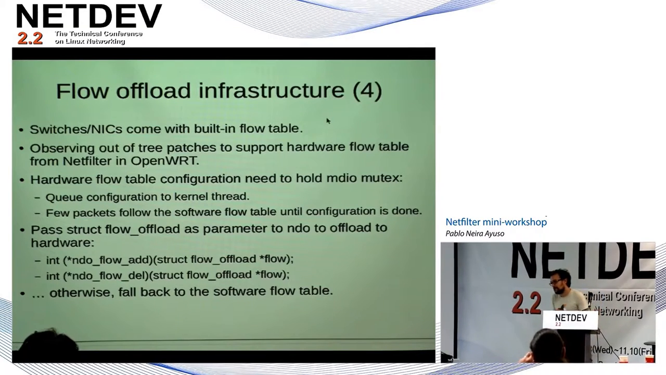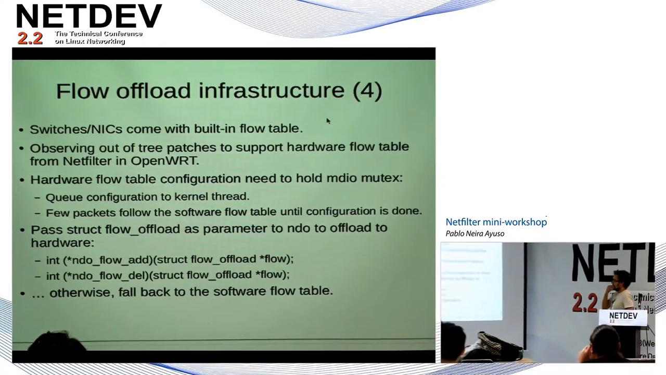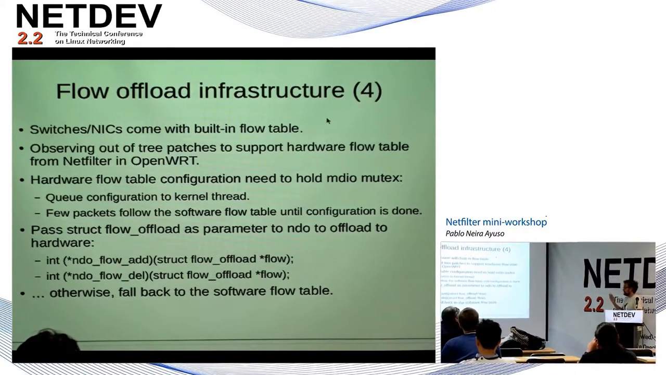Why do you need two NDOs and not a single NDO? Yeah, I could use just a single one and an enumeration. Yes, sure. Yes, that's a good point. Yes, NDO flow offload, and say enum. Yes.